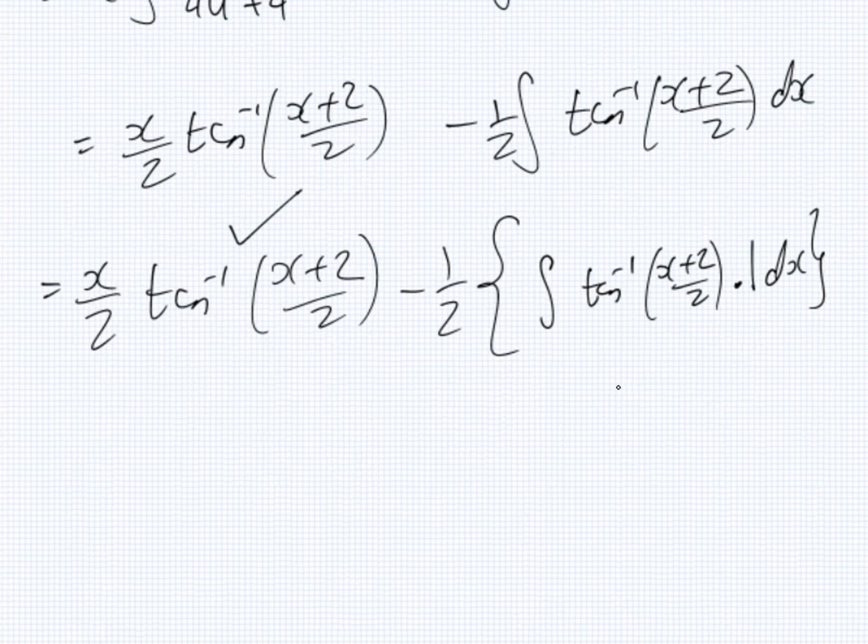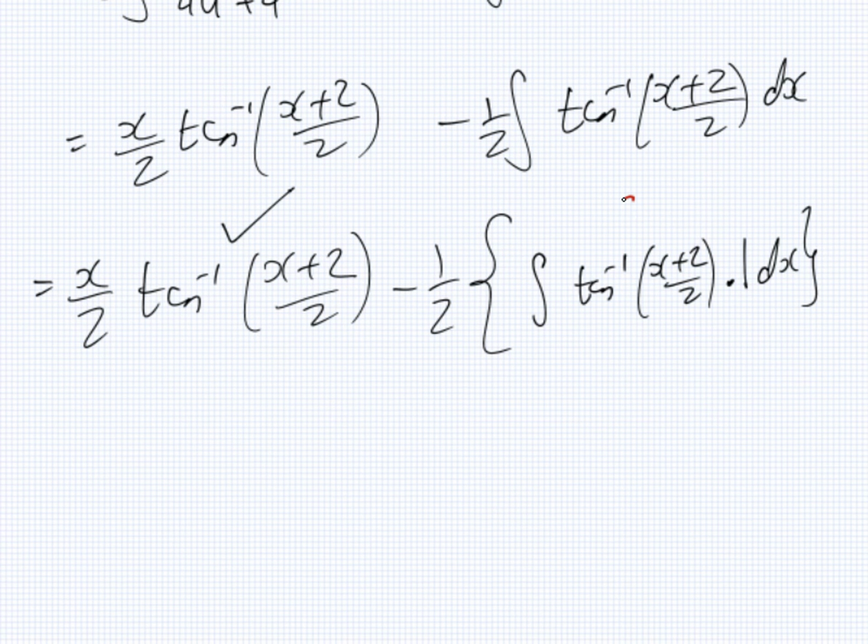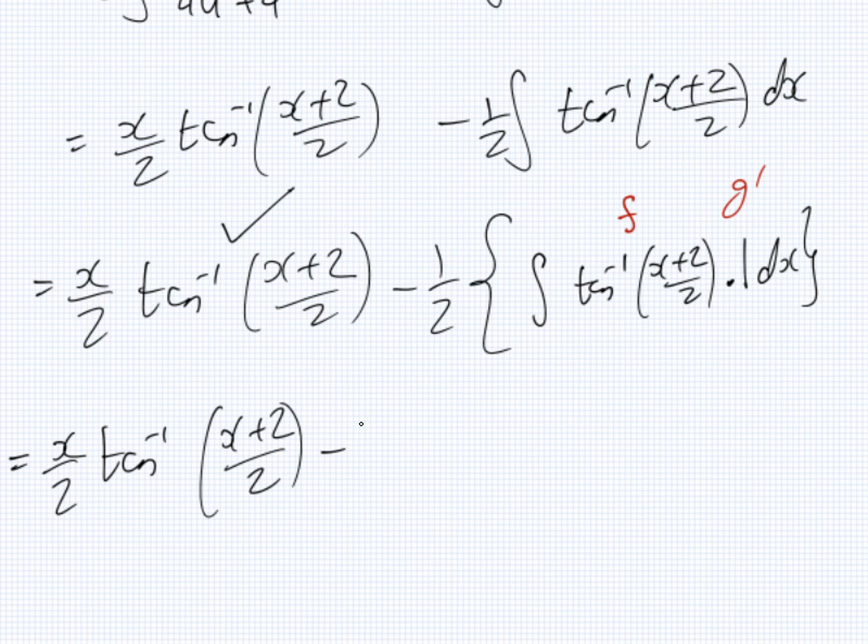So what I'm going to do now is do the by parts again. This is f and this is g derivative. So this equals x over 2 tan inverse x plus 2 over 2 minus a half f g, which would be x tan inverse x plus 2 over 2 minus f derivative. So I need the derivative of this, right? Yeah. What's the derivative of tan inverse? We did this one, didn't we? 1 over 1 plus x squared.